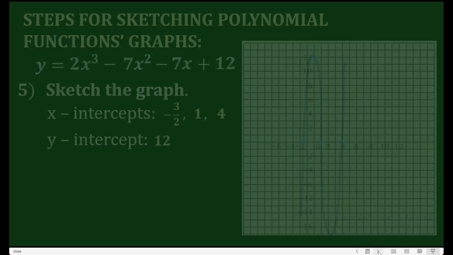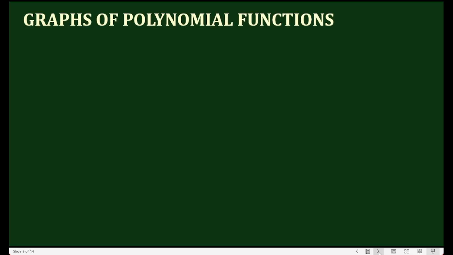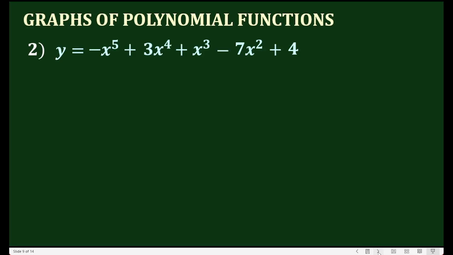Next. Let us consider the second polynomial function. What if we have this equation, y equals negative x to the fifth plus 3x to the fourth plus x cubed minus 7x squared plus 4. So we also need to sketch the graph of this second polynomial function.